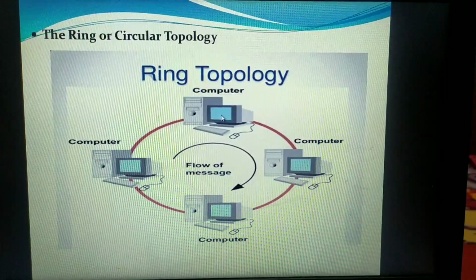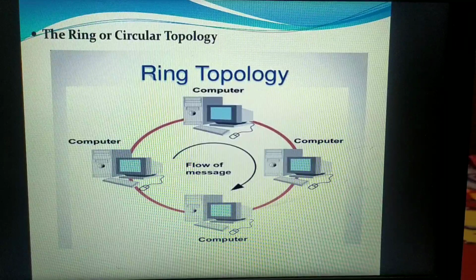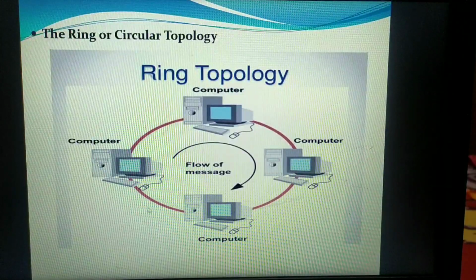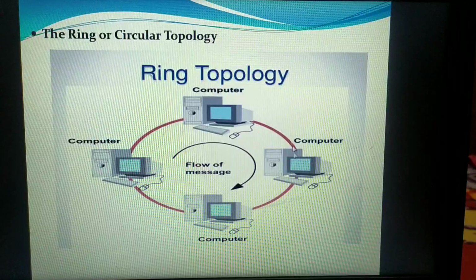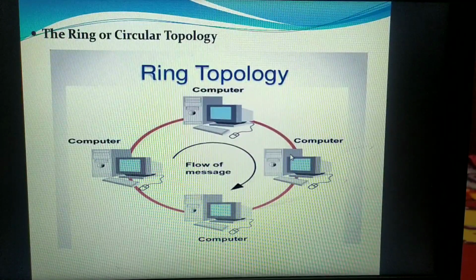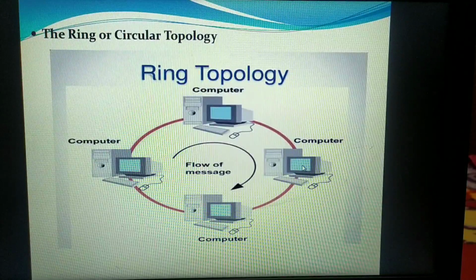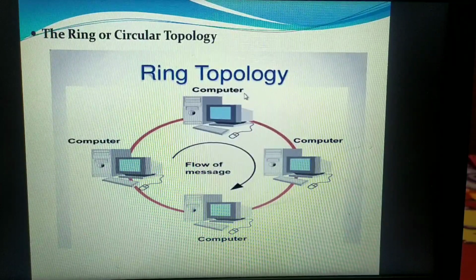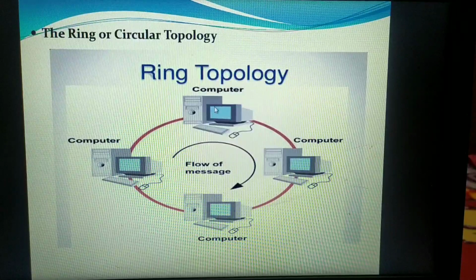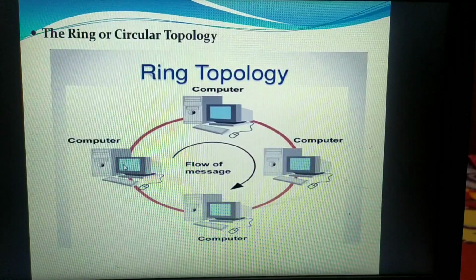And one more thing we have to concentrate on is that as the data packet moves from one node to another node in the form of a ring, each node has the capability to amplify the data packet. Amplify means strengthening the signal of your data packet. Now let me explain with an example. Let me consider this to be the source and this to be the destination.